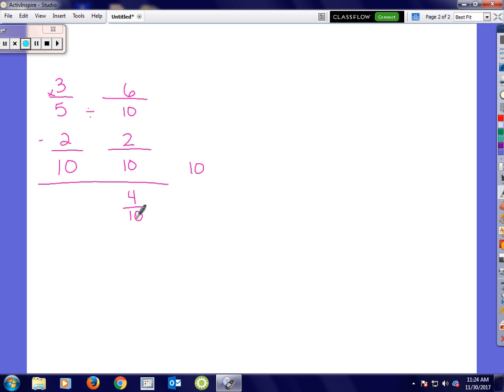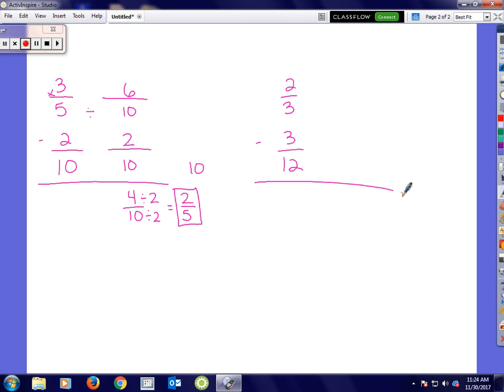I have 4/10. Well, both those numbers are even, so I know I could put it in simplest form by dividing them both by 2. So 4 divided by 2 is 2. 10 divided by 2 is 5. We have 2/5. Okay? Now here's one for you to try. 2/3 minus 3/12. Okay?